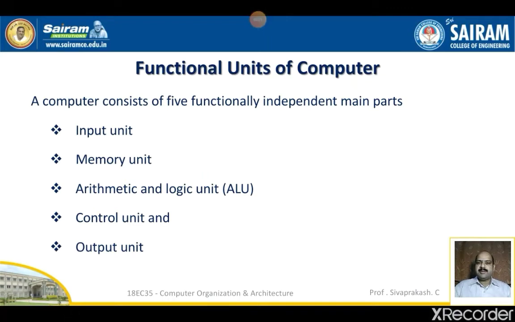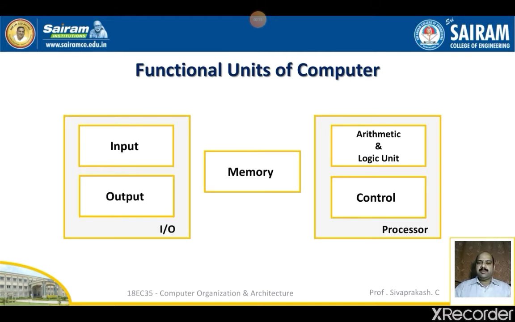Let's discuss the functional units of computer. A computer consists of five functionally independent main parts: input device, a memory unit, an arithmetic and logic unit (ALU), a control unit, and an output unit. The figure shows a simplified block diagram of the functional units of a computer.